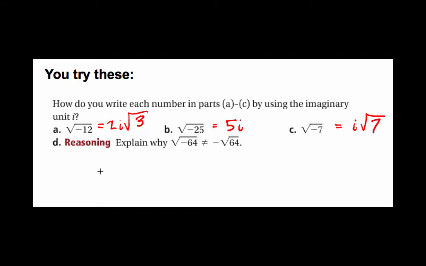Part D says, explain why the square root of -64 is not equal to negative square root of 64. Well, on the left side, the square root of -64, this is where our imaginary unit comes into play. That has the value of 8i. And the negative radical 64 is saying the negative square root of 64, which is -8. So the left side simplifies to 8i, and the right side simplifies to -8, and clearly they're not the same, not equivalent.